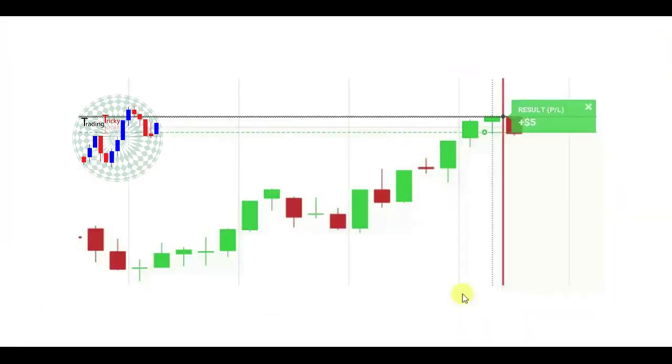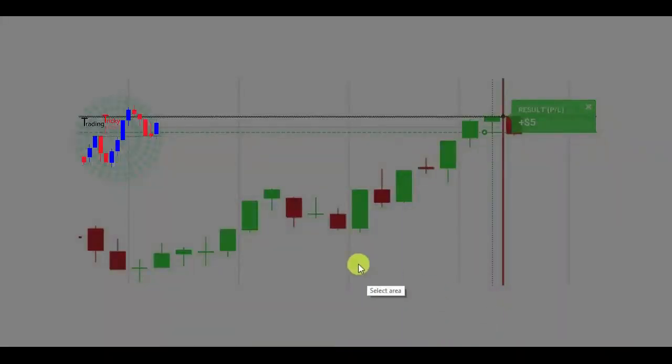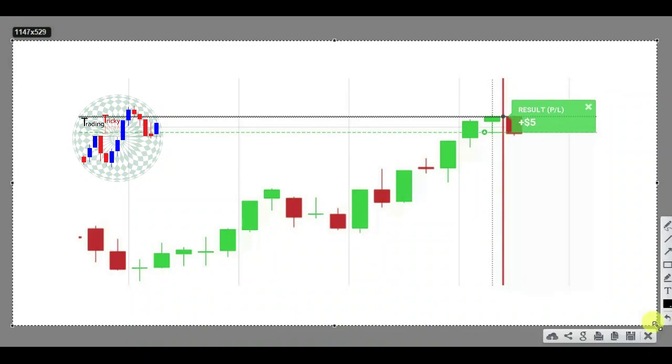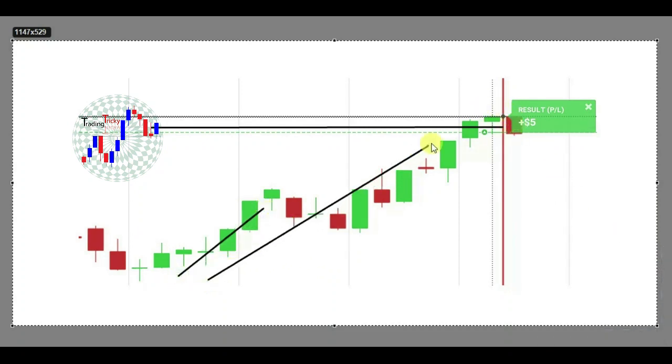So this is the chart. I have taken some trades using round numbers, so let me show you. This is a round number, you can see, and I have placed a higher option here because this is momentum and this is an uptrend.